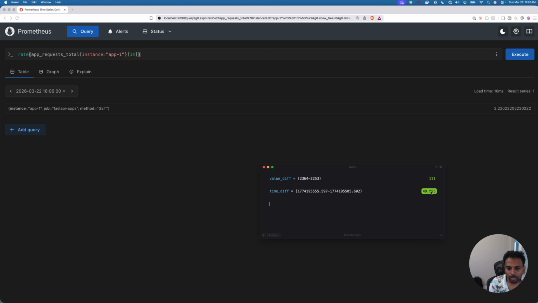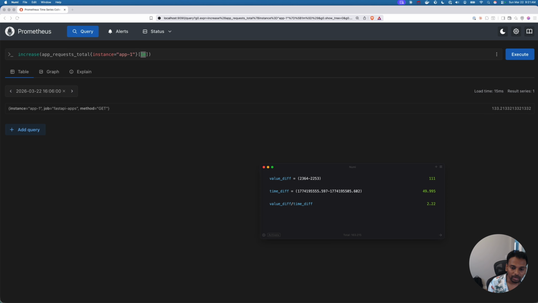Now if I do value diff by time diff, we'll get 2.22. What that means is basically the difference is 2.22 per second. That's what rate gives us. What if we do increase? Let's do increase. Increase is another function. Basically, since the range is 1 minute, it's going to linearly interpolate this difference over a 1 minute period of time. So even though the 1 minute range gives us 111, the linear interpolation turns it into 133.